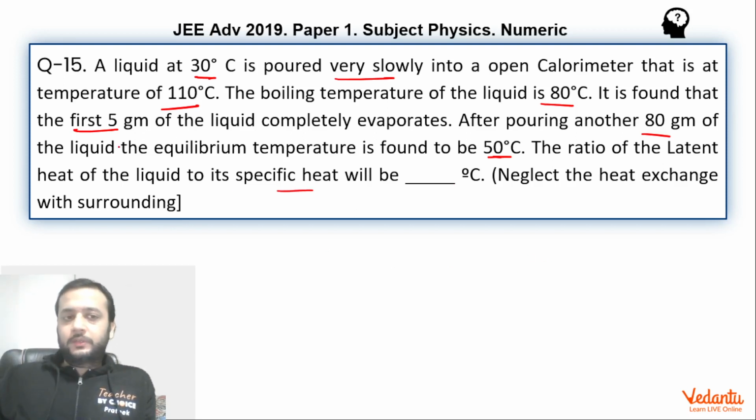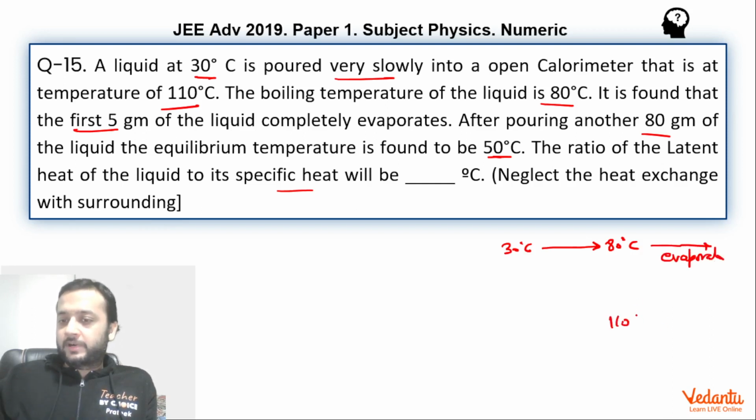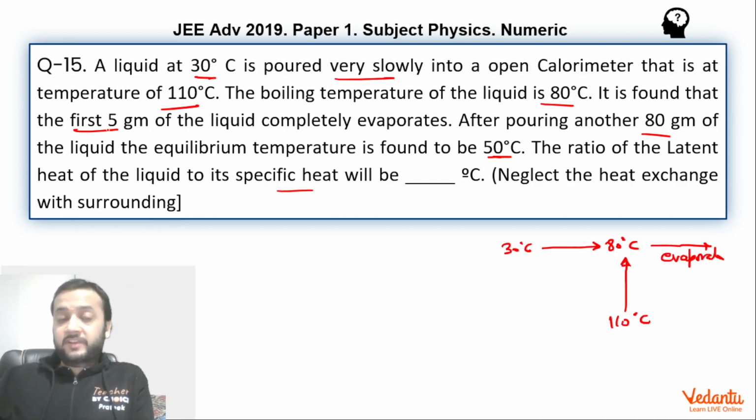Now, if you look carefully, it is said that first 5 gram of the liquid evaporates. That means here the liquid was initially at 30 degrees Celsius. It must have come to 80 degrees Celsius and then it would have evaporated, right? And from here, the calorimeter would have come from 110 degrees Celsius to 80 degrees Celsius, right? We can say that because it is given first 5 gram evaporates. Beyond this, there is no evaporation.